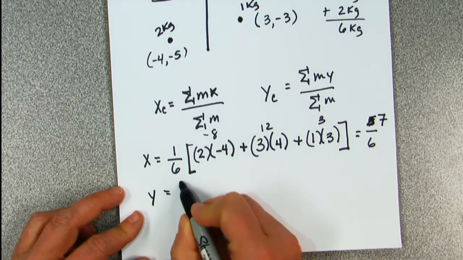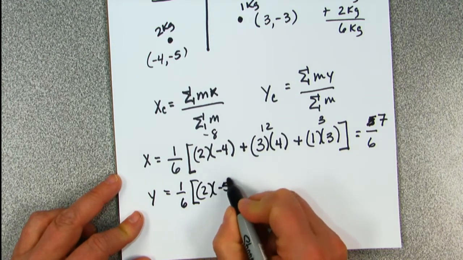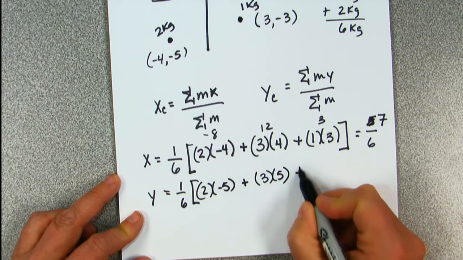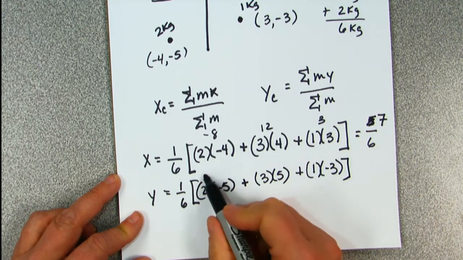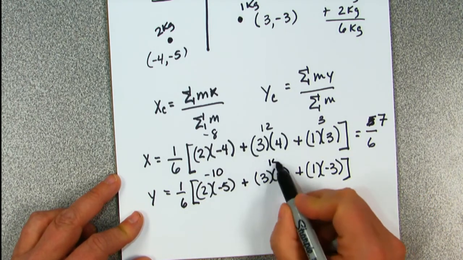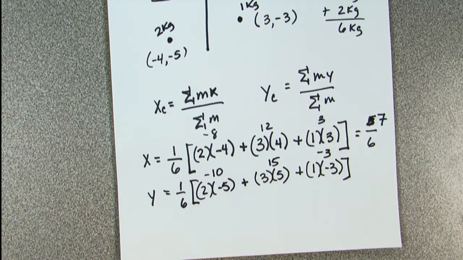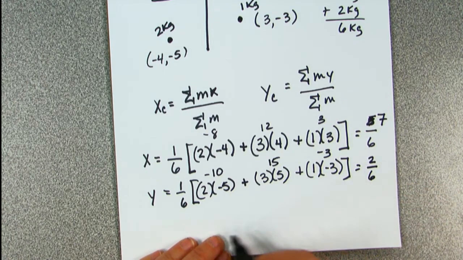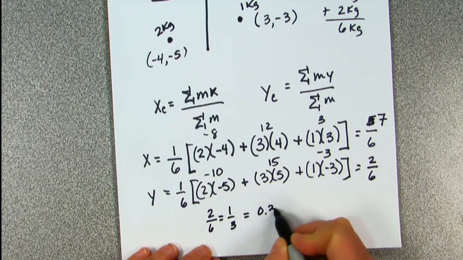Then for y, it's gonna be 1/6. I'm gonna have 2 times my minus 5, my 3 times my 5, and my 1 times my minus 3. That's going to be minus 10, that's 15, and that's minus 3. So that should be 2, right? 13, 15 should be 2. So it's 2/6. And 2/6 we know really well is equal to 1/3, which is 0.333.